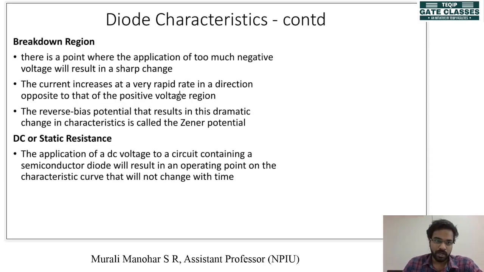Now I've already told you that if we give more than enough negative voltage, there is going to be a breakdown. So we can show that breakdown region also.